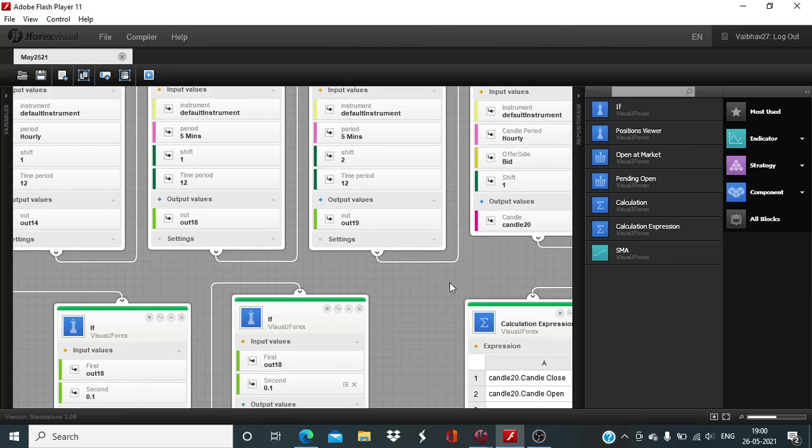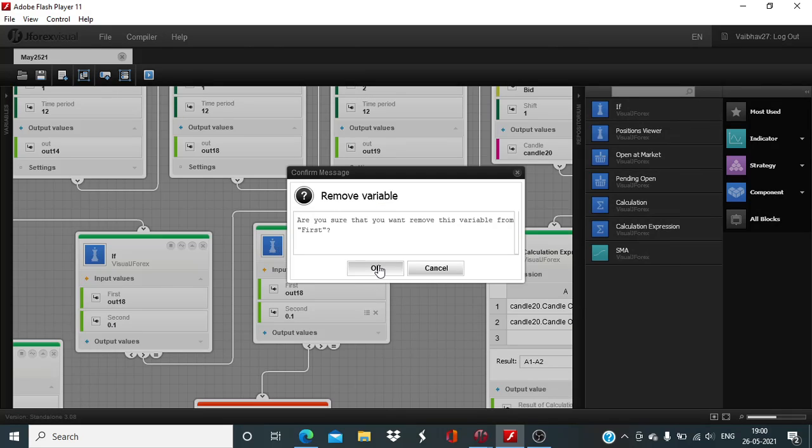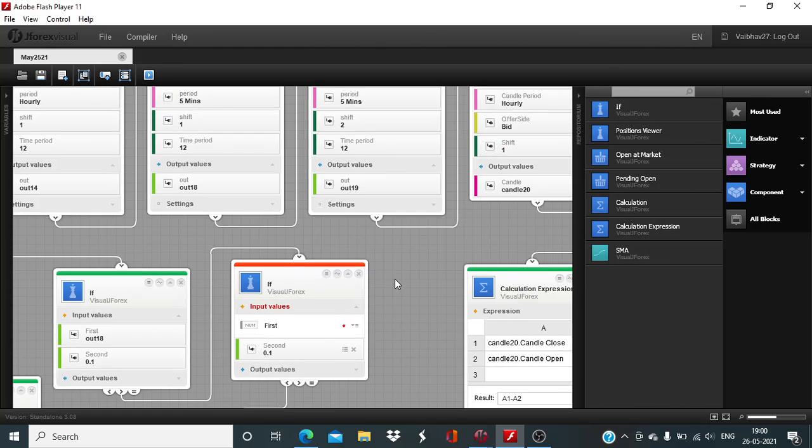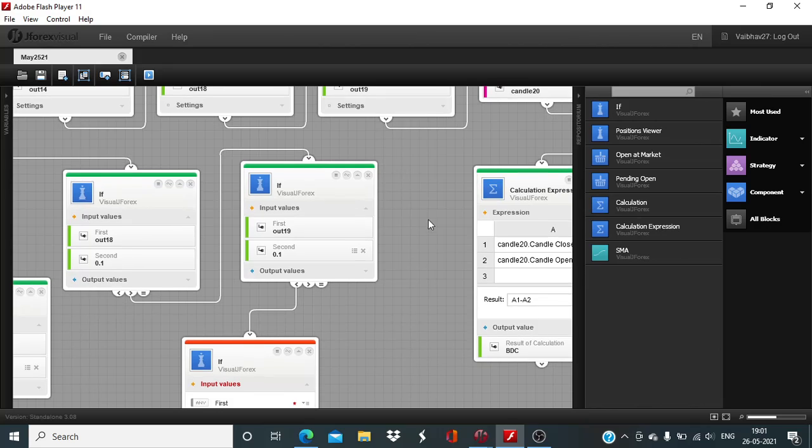Oops. Here instead of taking candle 19, I have included candle 18. Sorry for that. Candle 19, I will change. Okay, now it's fine.